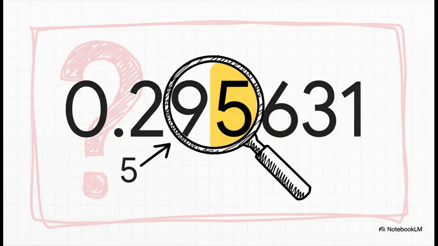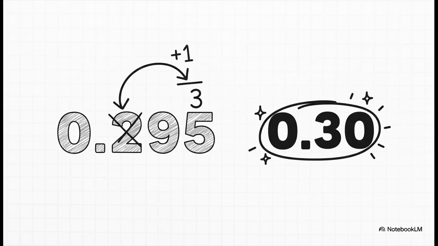Let's put that process into action. We need to round this number to 2 decimal places. Okay, so our key digit, the second one after the decimal point, is the 9. And its neighbor, the one that makes the decision for us, is the 5. So, what happens next? And the answer is 0.30. Since that neighbor was a 5, our rule says we have to round up.